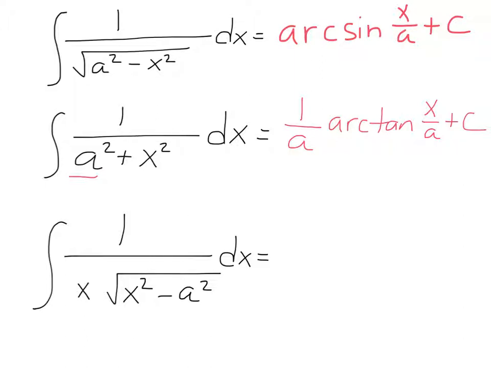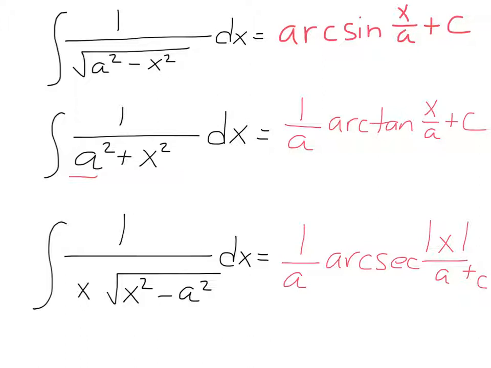And lastly, this is going to look like arcsecant. It's okay, there's no absolute values on that x in front. It's going to show up in our antiderivative rule, but this is going to be 1 over a arcsecant of absolute value of x over a plus c. So these are going to be the three antiderivative rules that you're going to be using in this course.